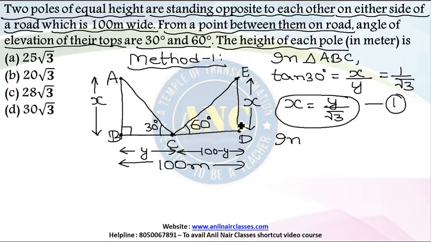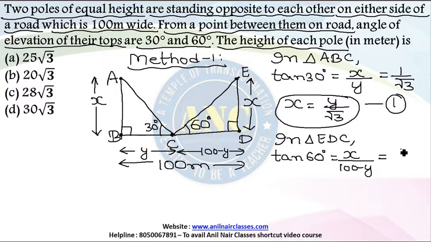Similarly, in another right angle triangle EDC, there is an angle 60. Tan 60 degrees, opposite is ED, which is again X. Adjacent is CD, which is 100 minus Y. And tan 60 value is root 3. So I can write X is equal to root 3 times of 100 minus Y. This is my second equation.